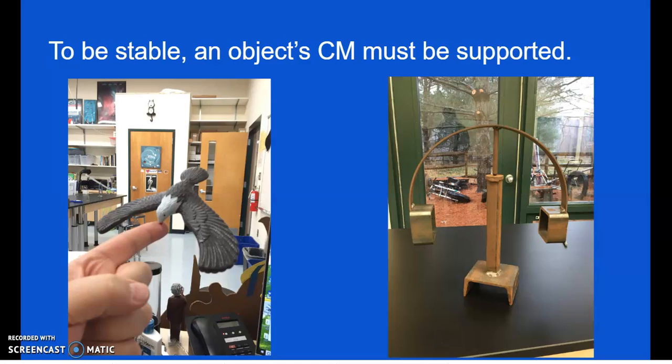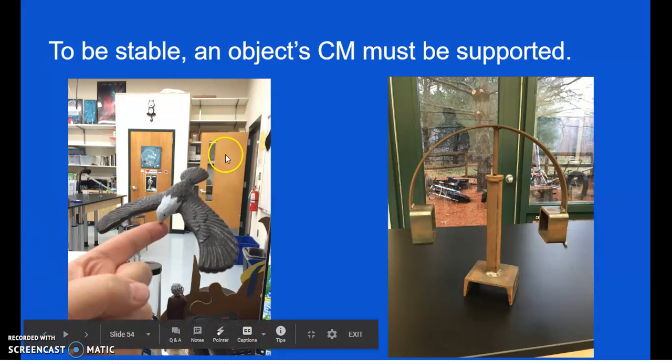Here's a couple of other examples for you. To be stable, an object's center of mass has to be supported, as with the balancing bird and balancing weights here. This is the strangest thing. You've probably seen a bird like this before. It's balanced on the fingertip right here because there are little weights at the end of each wing.